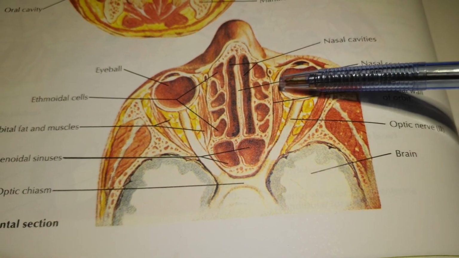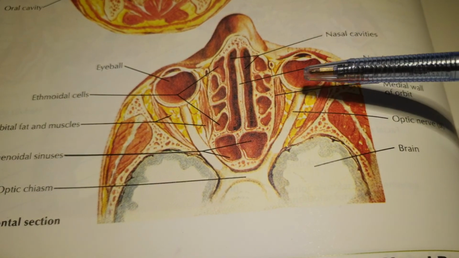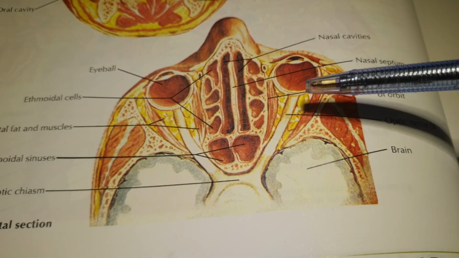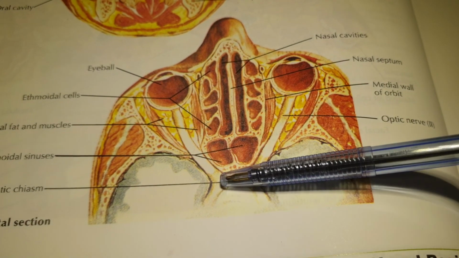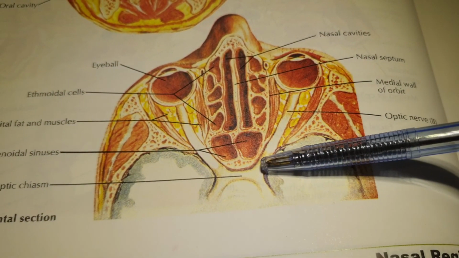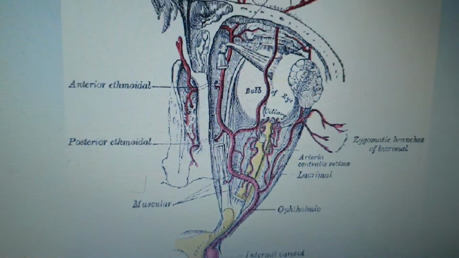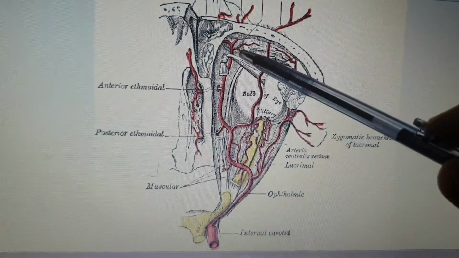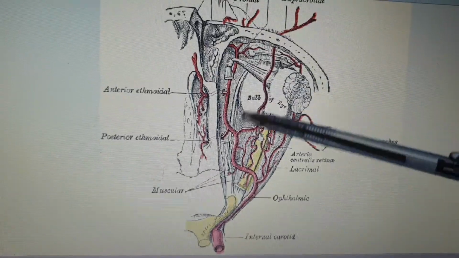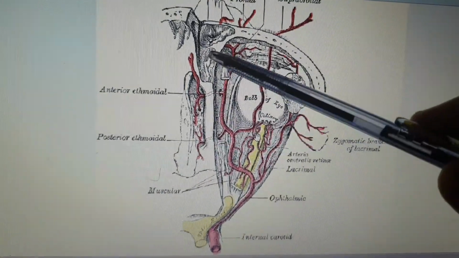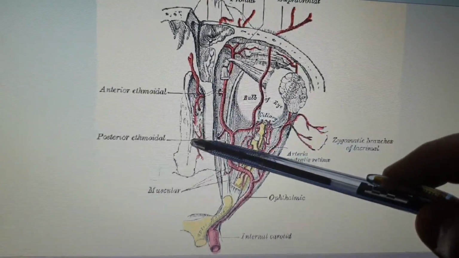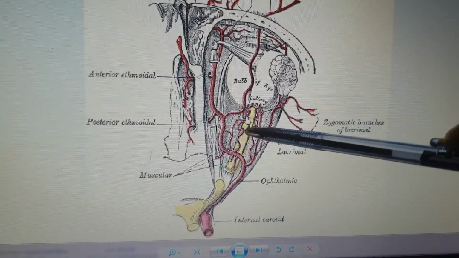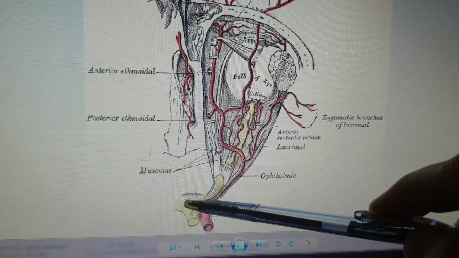So this is the orbital cavity in which the roof has been removed. This is the nasal cavity, and these are the ethmoidal air cells. This is the optic nerve, this is the optic chiasma. So I will show you these structures in this next diagram. Here you can see this is the eyeball, and this is the orbital cavity in which the roof of the orbit has been removed. These are the ethmoid air sinuses. This is the optic nerve, and this is the optic chiasma.